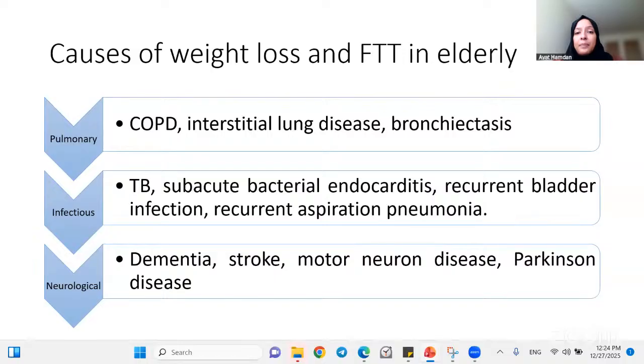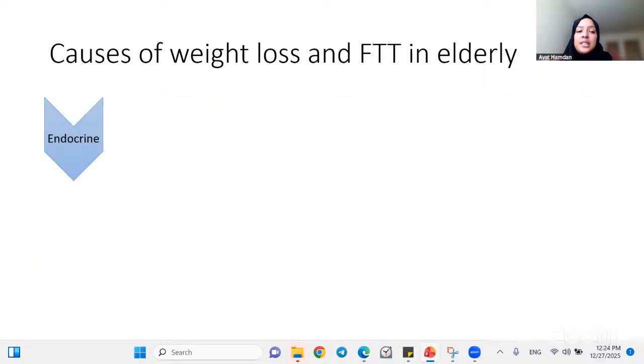For neurological disease, you need to think about dementia. Dementia per se is a significant cause of weight loss. People can forget to eat, so the dementia patient might just forget to eat his meals. With a stroke, he might struggle with dysphagia or any other feeding issues. Motor neuron disease as well, and Parkinson's disease.